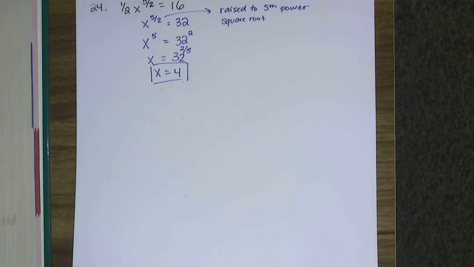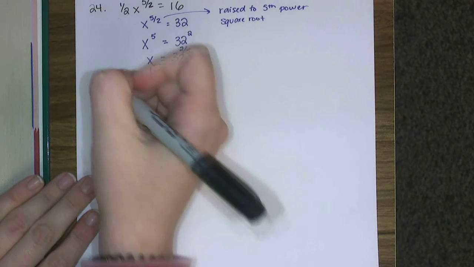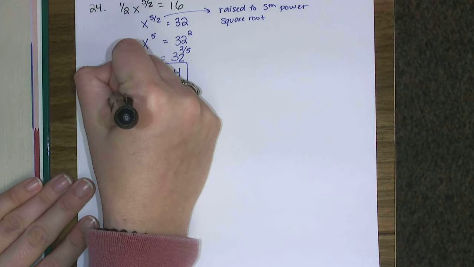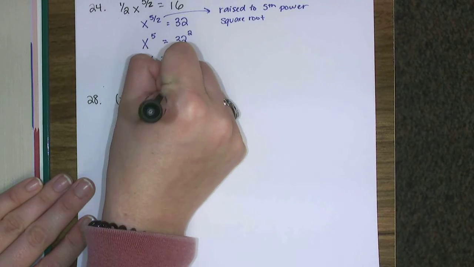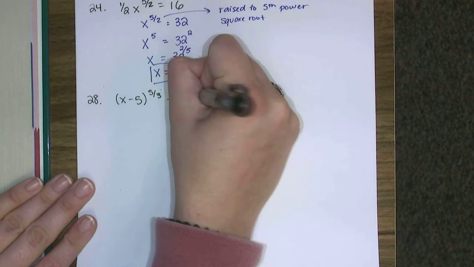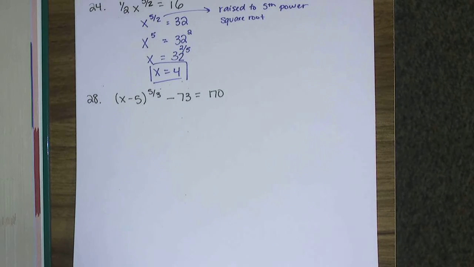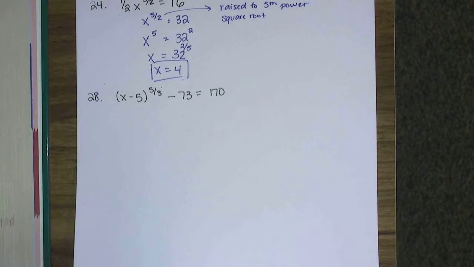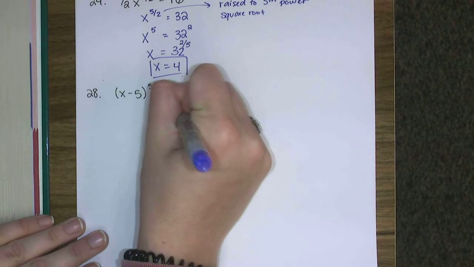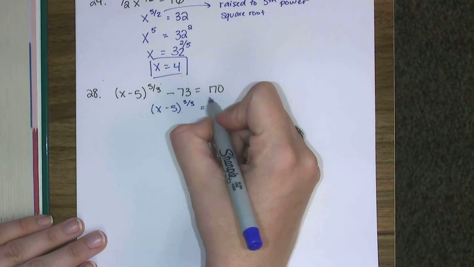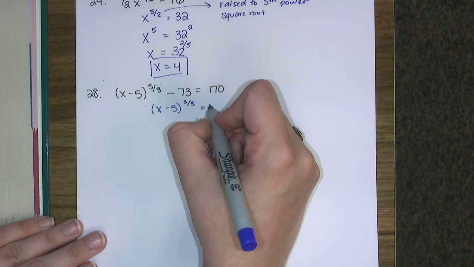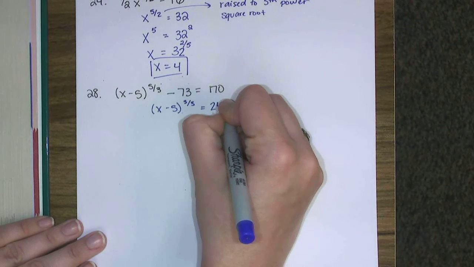So let's see, 28. X minus 5 to the 5/3 minus 73 is equal to 170. Alright, the goal is still to get x by itself. In order to do that, the first thing I need to do is add 73 over. So x minus 5 to the 5/3 is equal to 170 plus 73, which is 243, I think. Yeah, and this is a 5/3 there in case you can't tell.